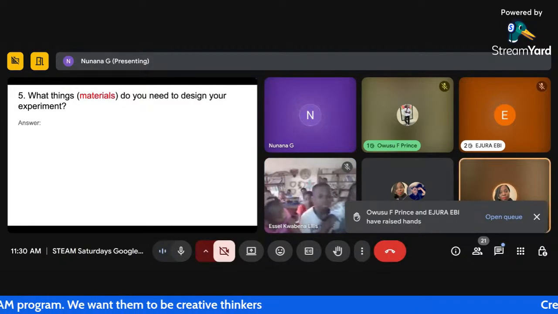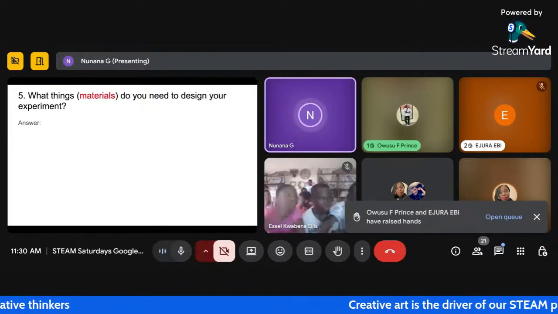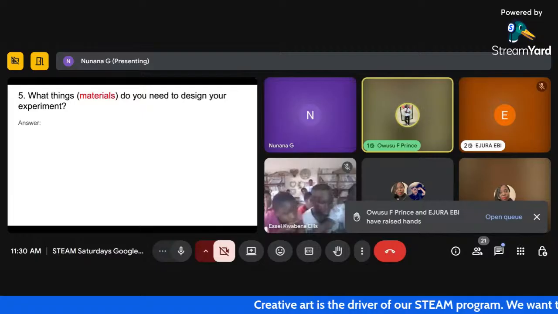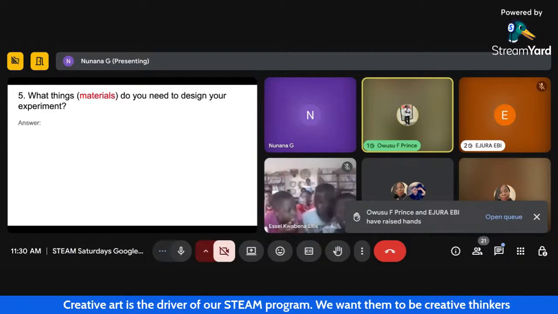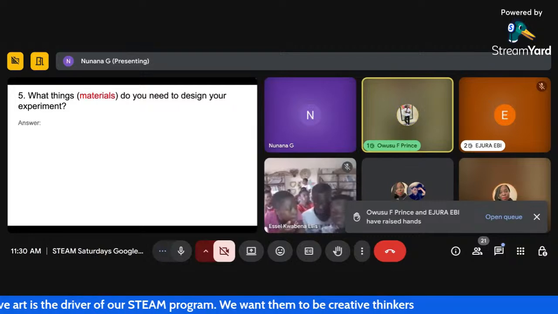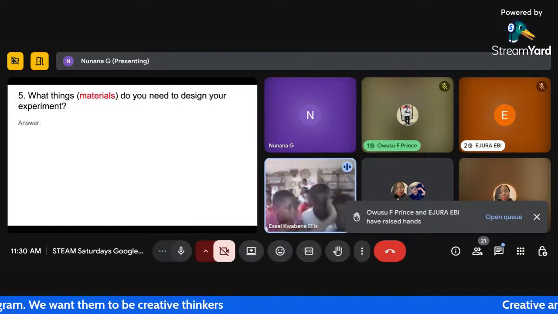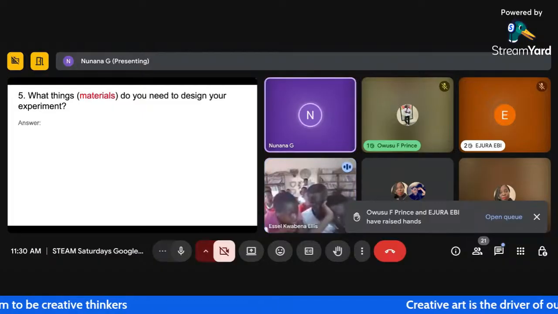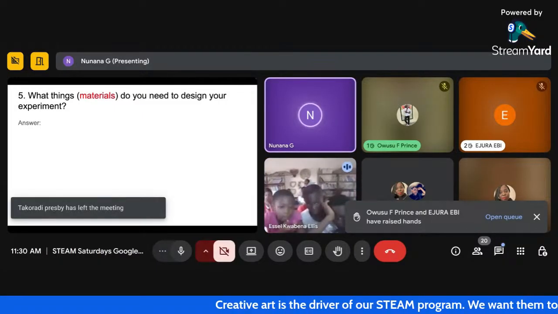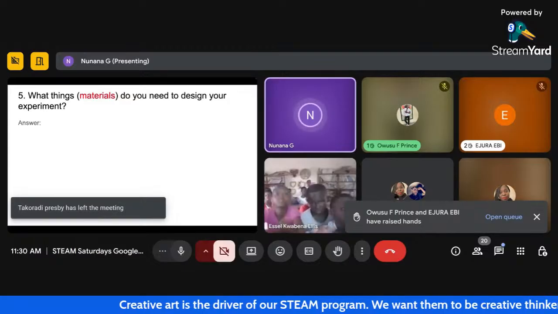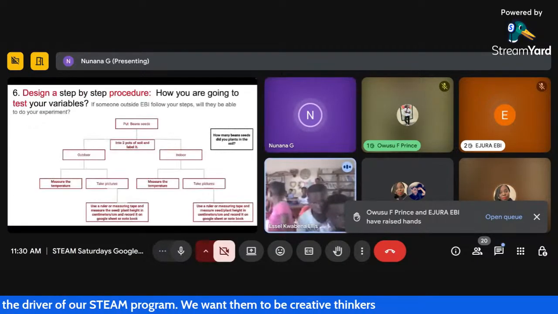What else? Soil. You need a container or anything that. Yes. Exactly. So you guys know the things we need to design our experiment. So next is designing our experiment.